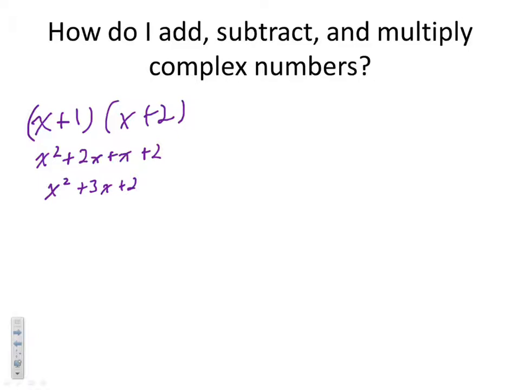So, oh wait, did I just add? I sure did. I added these things together. You added like terms, right? So this example talks about how we add like terms and how we multiply them together.